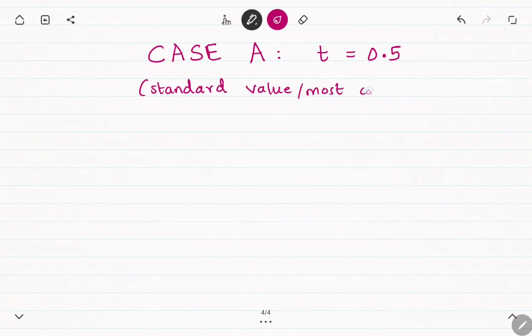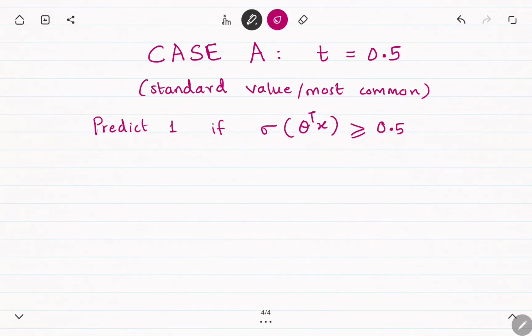Now let's derive the decision boundary. Case A, let us start with the most common threshold, that is t equal to 0.5. We predict class 1 if probability of y equal to 1 given x is greater than or equal to 0.5. That is, sigmoid of theta transpose x is greater than or equal to 0.5.